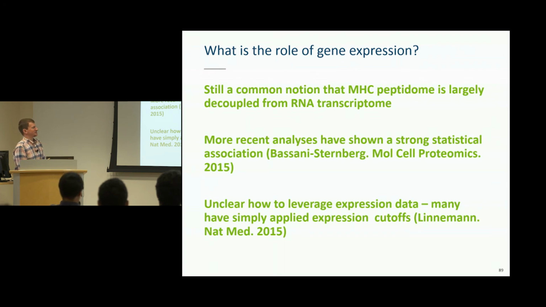So the next thing we were curious about is gene expression. And within the field of MHC peptidomics, it's still a pretty common idea that the MHC peptidome is decoupled from the RNA transcriptome. More recently, people have chipped away at this and shown there actually is a pretty decent statistical relationship between RNA transcript expression and whether peptides are presented. But still, it hasn't been clear how you would use this when you're doing neoantigen prediction, for instance. Do you just use some cutoff, or is there some weighting of the two that you could apply to have better prediction?